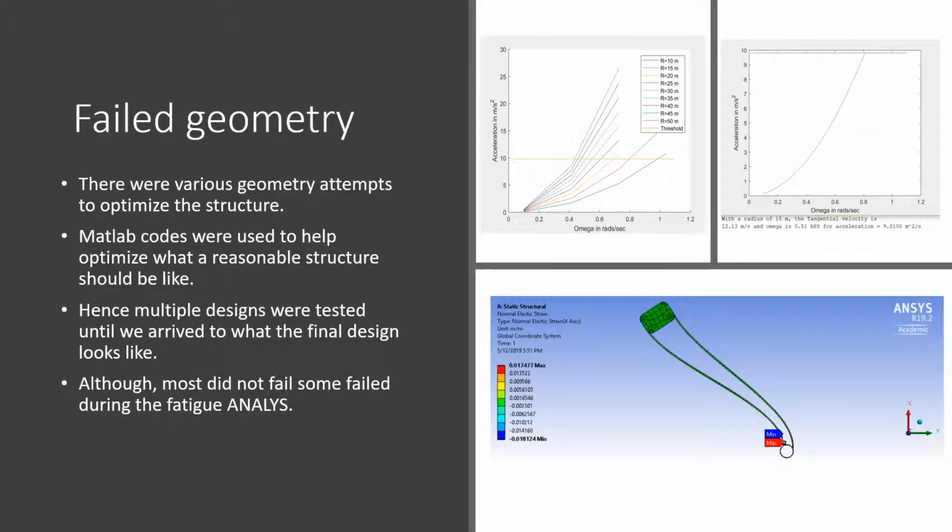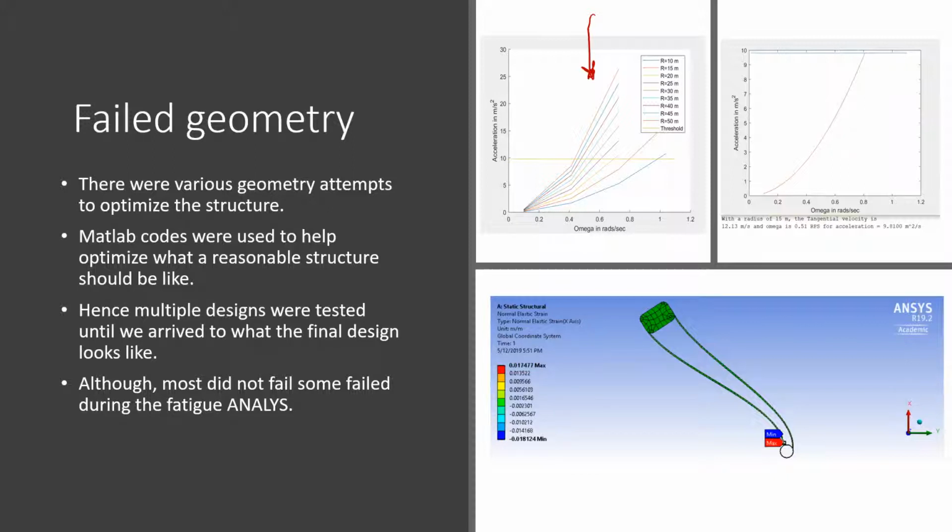There were various attempts to optimize the structure. We used MATLAB codes to help us optimize what a reasonable structure should be like. And here we have the first real examination of what the structure should be like. We ran a whole bunch of structures with a radius of 10 meters all the way up to 50 meters, to see what the omega needed to be for the acceleration to be 9.81 meters per second squared.